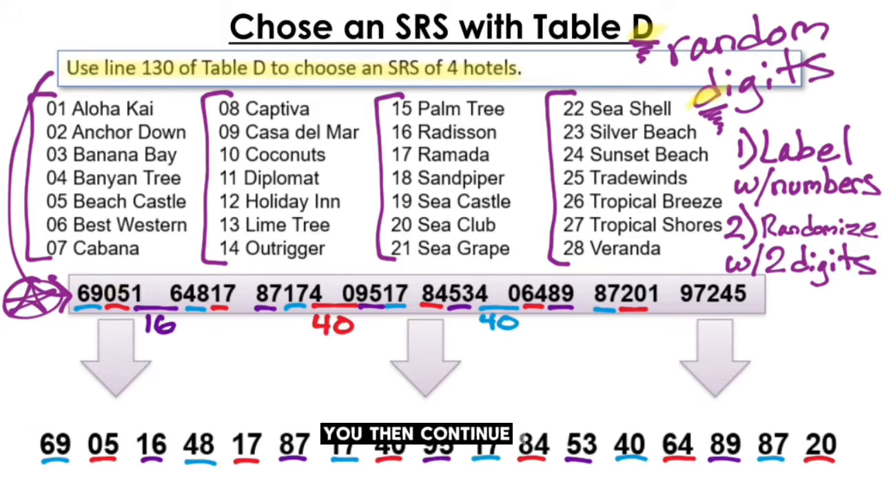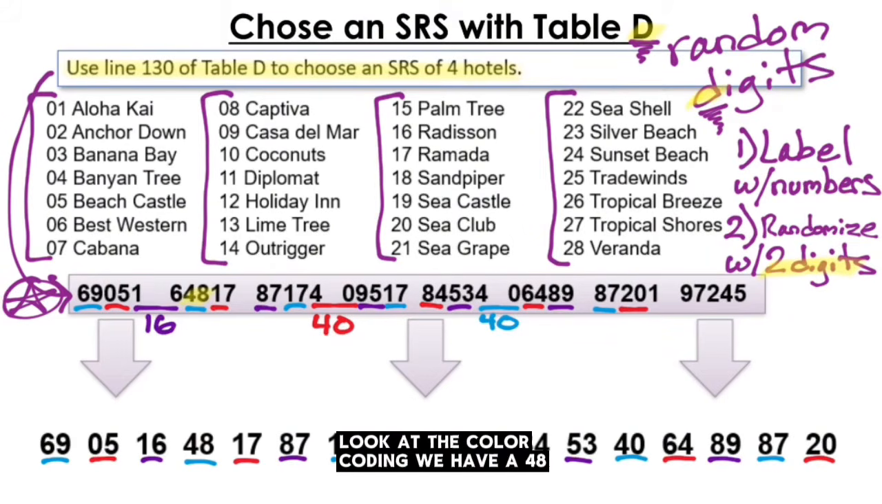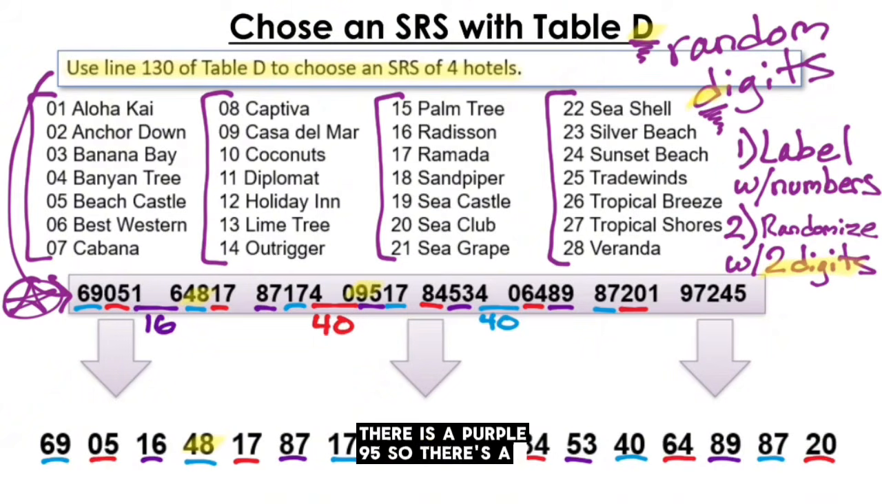You then continue with the next pairing of just 2 digits. So 05 would correspond to the number 5. And then if there's ever a space between your string of characters from a line in Table D, you ignore that space and you just write those 2 individual digits, in this case being 1 and 6, as the singular number 16. And then that gets written down below. You continue this process. Again, look at the color coding. We have a 48 and there's a 48. Just skipping down the line, there is a purple 95, so there's a purple 95.